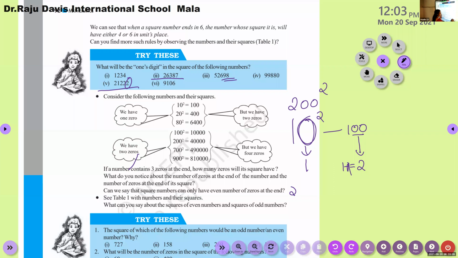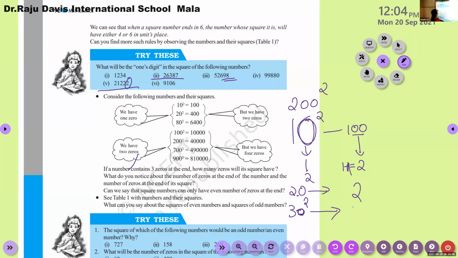Okay. So 20 square. How many zeros will be there in the square of 20, Albin? Here there is only 1 zero. So on its square, how many zeros will be there? 2. Okay. 30 square. Here 1 zero. So on its square number, how many zeros will be there?